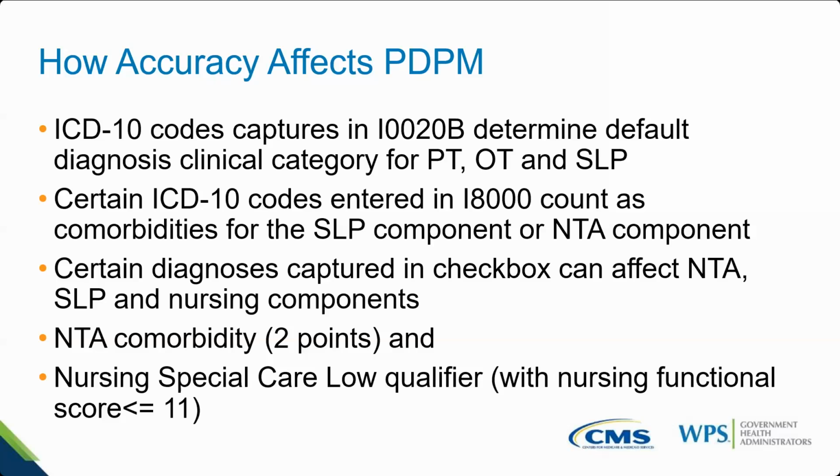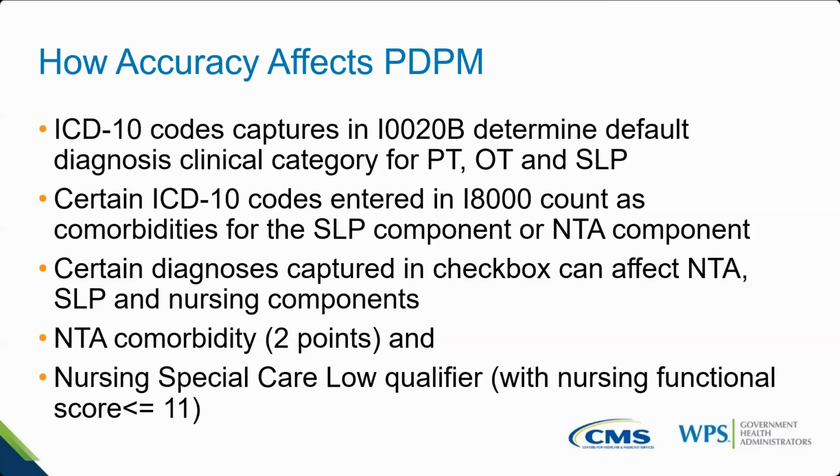The specificity of the diagnosis code can make the difference between a code assignment that maps correctly into PDPM versus one that is designated as a return to provider or rejected diagnosis. So certain ICD-10 codes entered in Section I-8000, which is your additional active diagnoses area, count as comorbidities for the speech-language pathology component or for the non-therapy ancillary component.